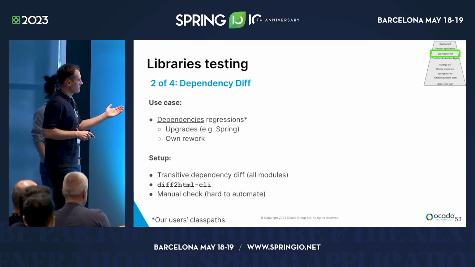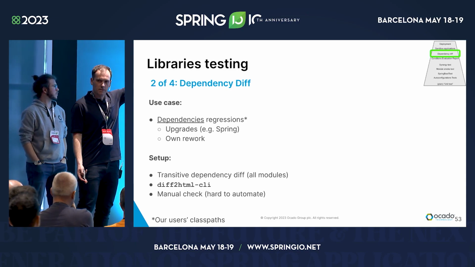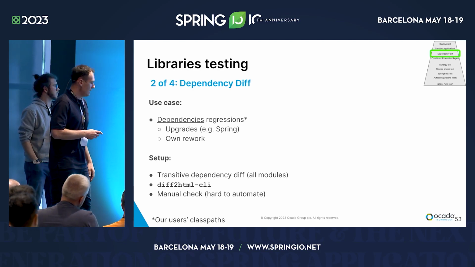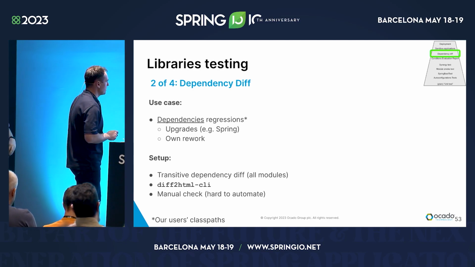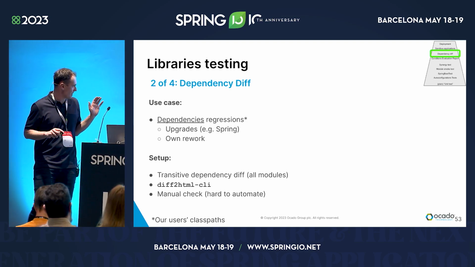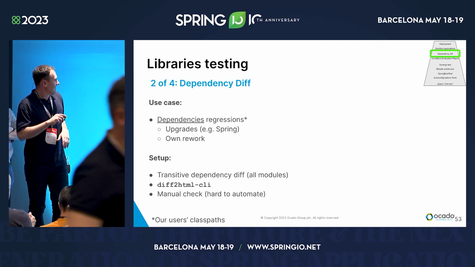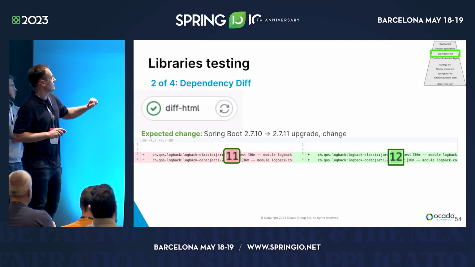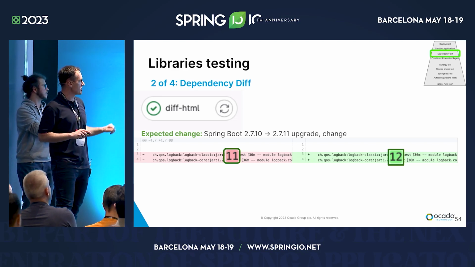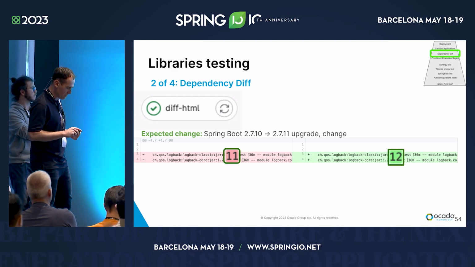So the setup is this. It's a huge transitive dependency diff, a colorful one, using the tool listed here. And we do a manual check. We haven't automated it because we don't trust AI yet, but we are not smart enough to automate it well. And it looks like this. Say this is an expected change: Logback is up by 1 patch after upgrading Spring Boot. This is good, something we expect.